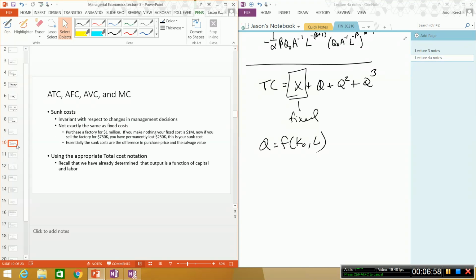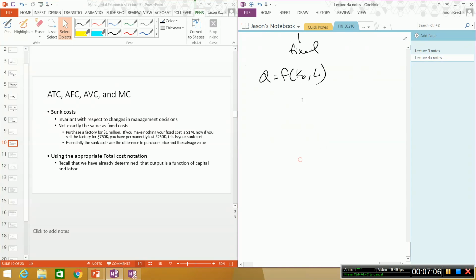The one thing that we wanted to make clear and stress is the difference between sunk costs and fixed costs. When we think about sunk costs, they're invariant with respect to changes in any management decision, but they're not exactly the same as fixed cost. I think this is best exemplified through an example. Suppose we purchase a factory for $1 million. If you make nothing, your fixed cost is $1 million.